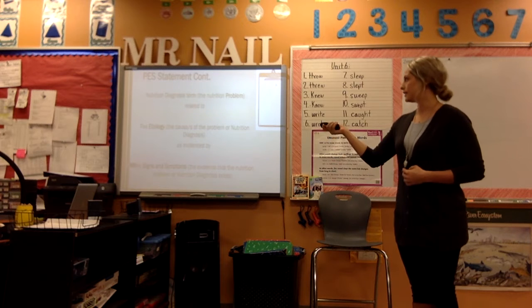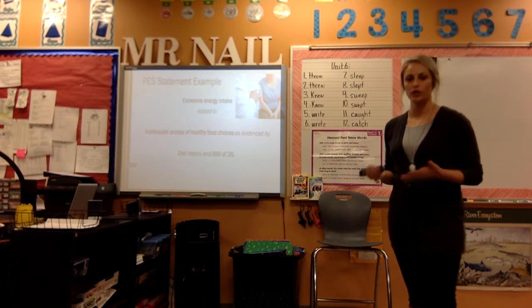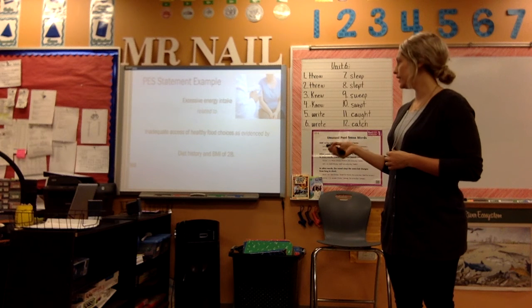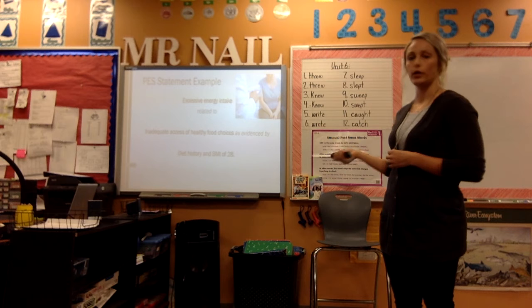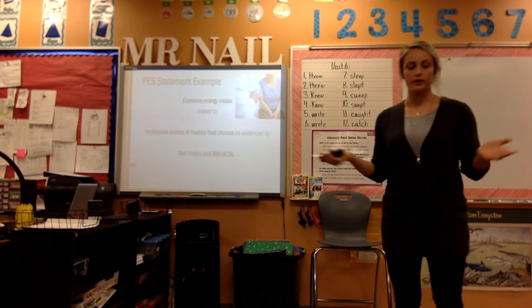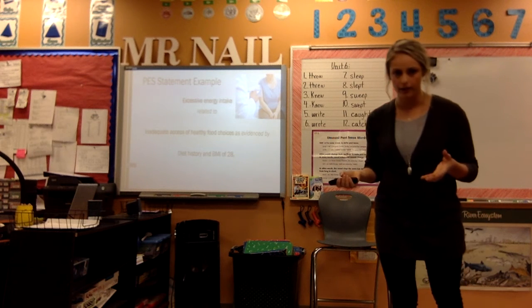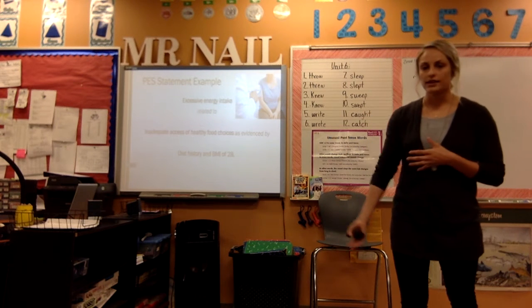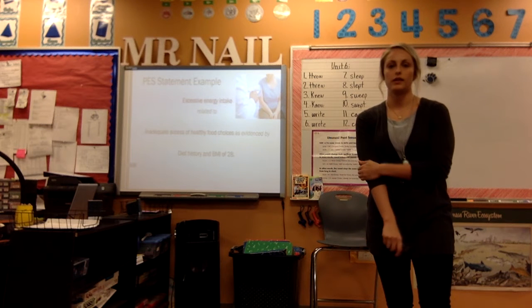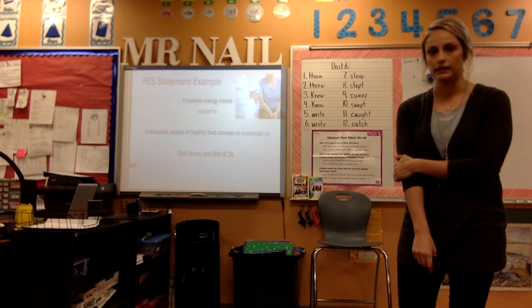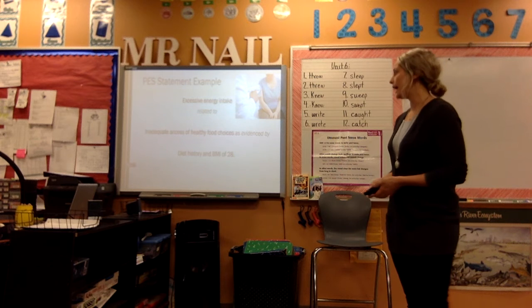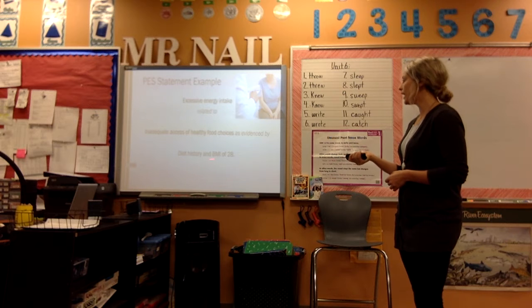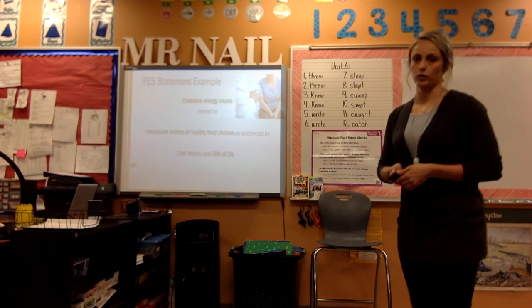So an example of a PES statement, this would be for a patient that's overweight. We would say he has excessive energy intake related to his inadequate access of healthy food choices. And this could be because of several reasons, and you would find this out in the assessment, but maybe he doesn't have a car or he doesn't have access to healthy foods, and he walks down to the fast food restaurant down the street to eat dinner and lunch and all of his meals. And we evidence that he's overweight by his diet history, and he has a BMI of over 28, which puts him in that category.